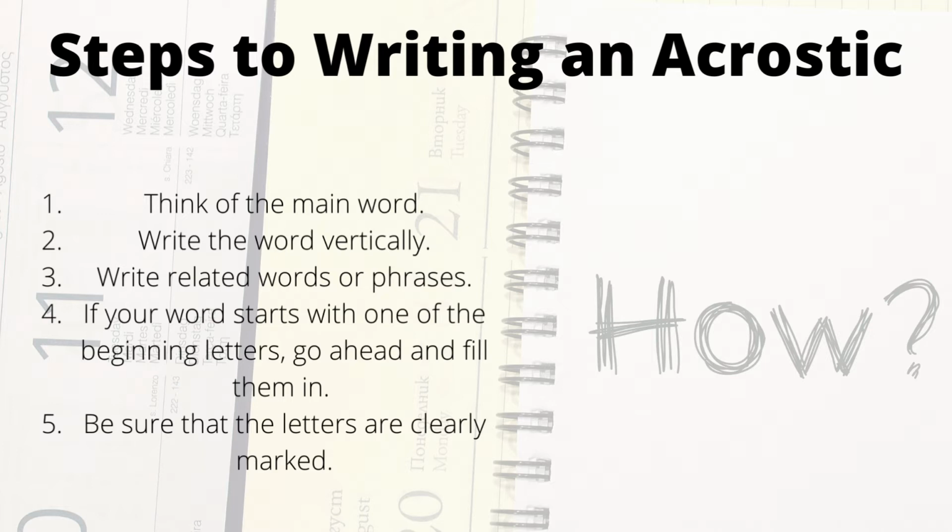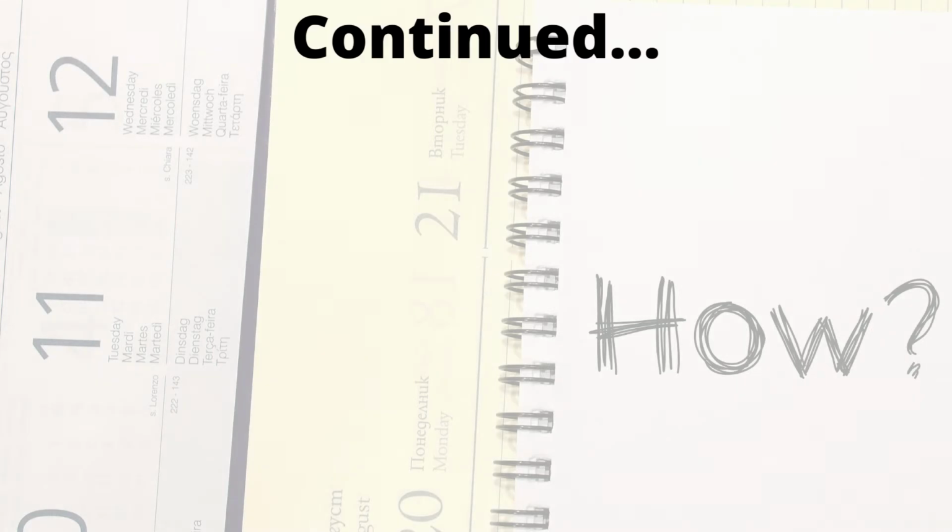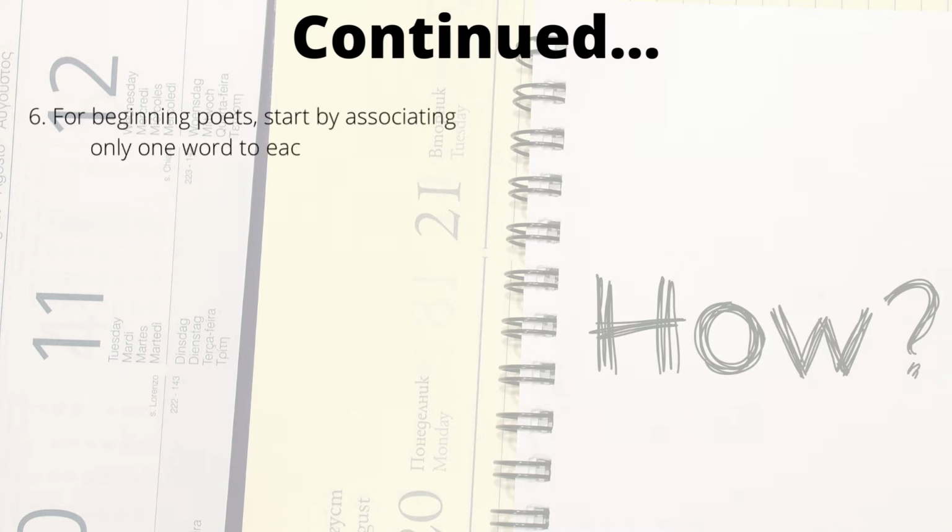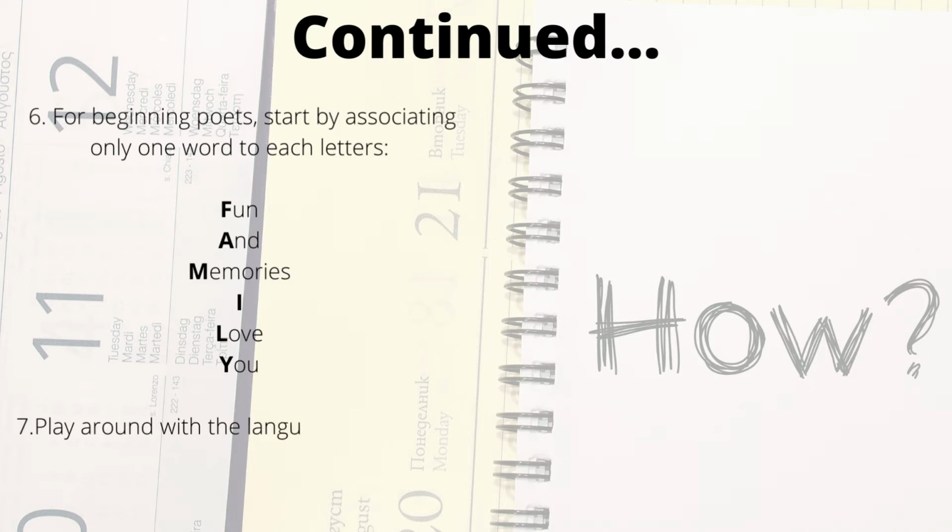Step number 5. When writing acrostic poems, make sure the letters that spell out the word are clearly marked by using capitals, quotations, or bold points. Step number 6. For beginning poets, a simple way to start is by associating only one word to each of the letters in the poem. For instance, in this poem on family, you'll note that it says, "Fun and memories, I love you." Each line only has one word, and the first letter of each line corresponds to the key word family.